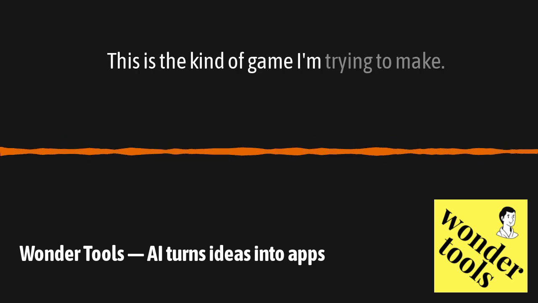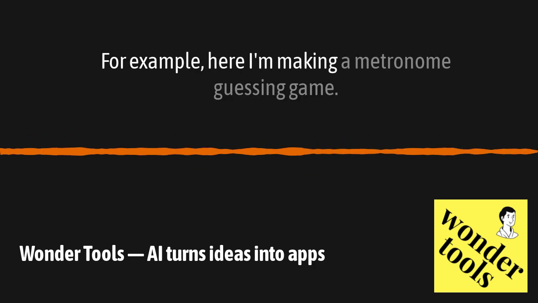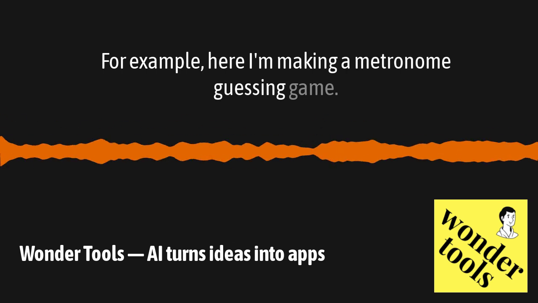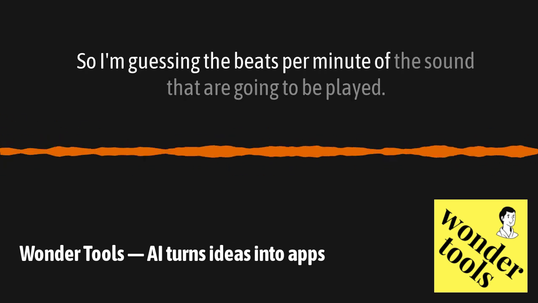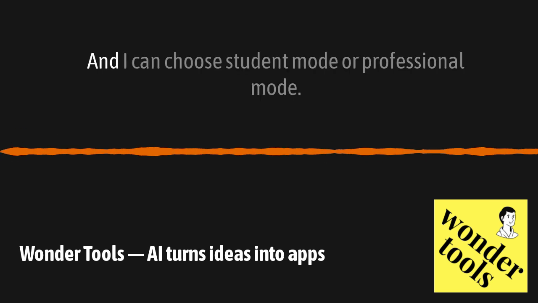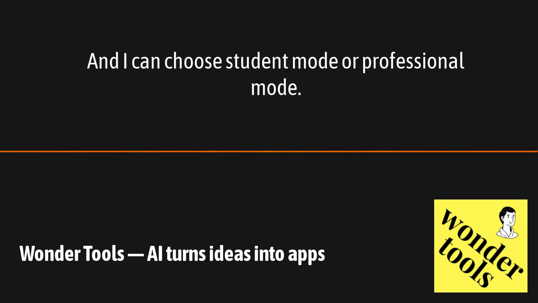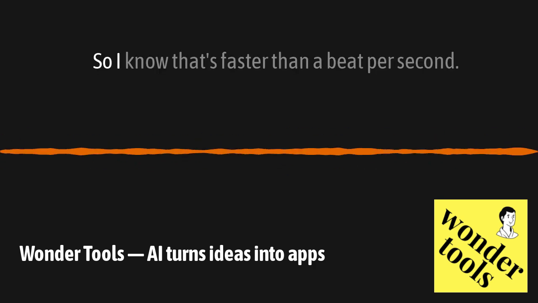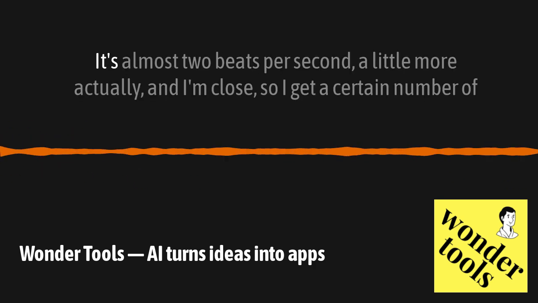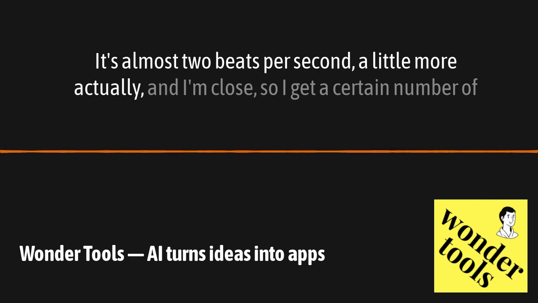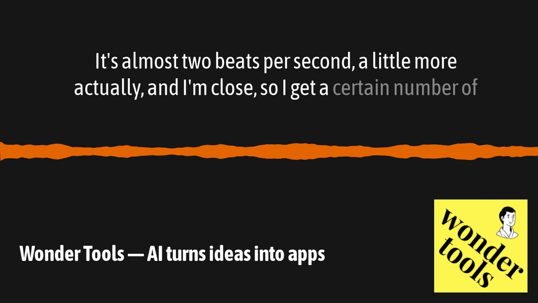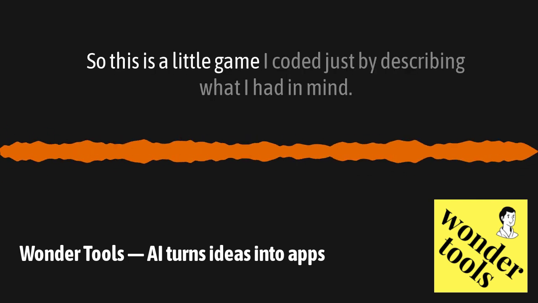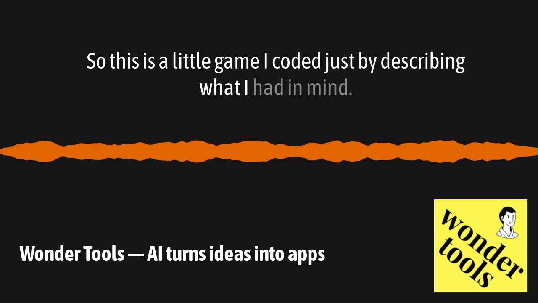This is the kind of game I'm trying to make. For example, here I'm making a metronome guessing game. So I'm guessing the beats per minute of the sound that are going to be played, and I can choose student mode or professional mode. So I know that's faster than a beat per second. It's almost 2 beats per second, a little more actually. And I'm close, so I get a certain number of points. So this is a little game I coded just by describing what I had in mind.